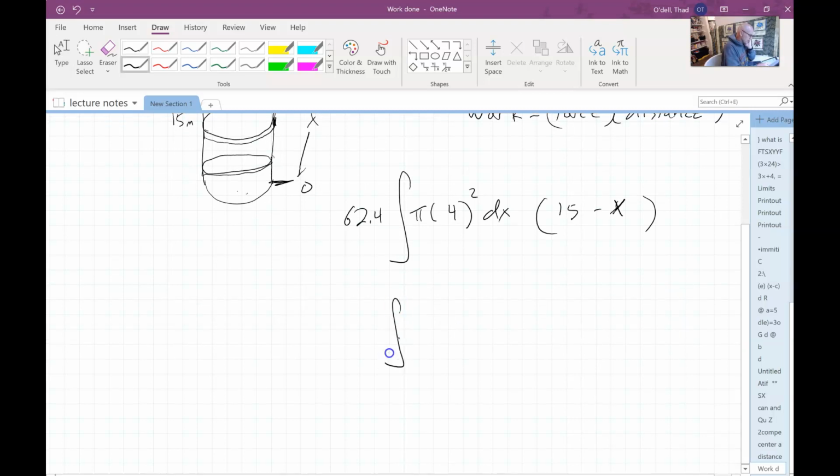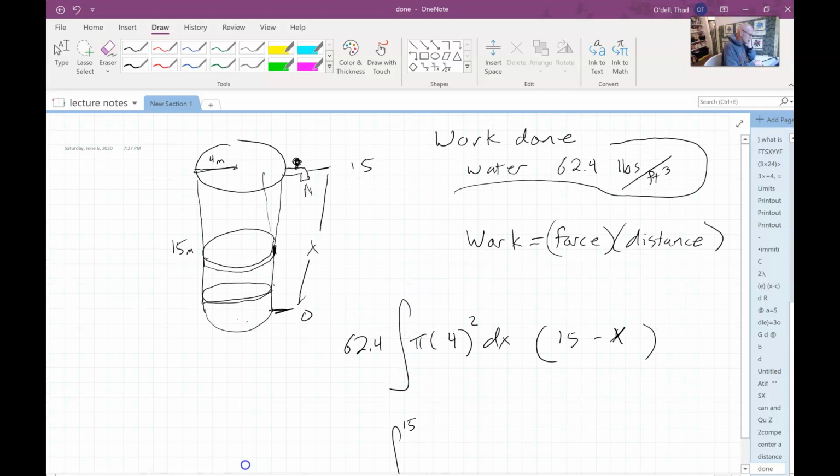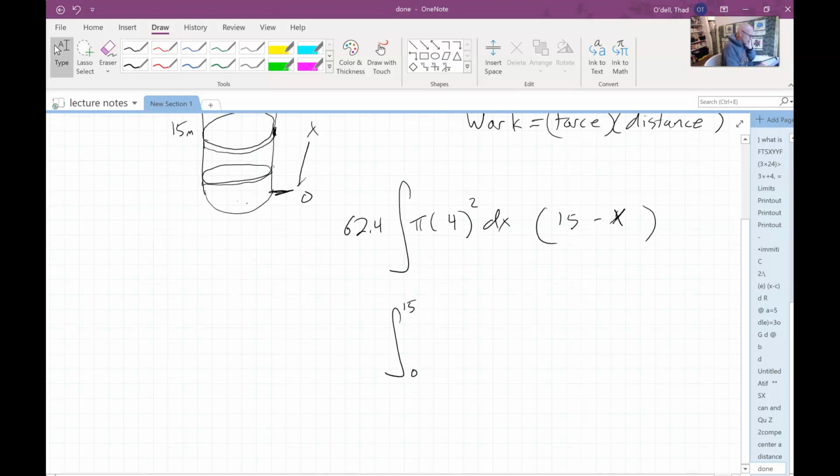So if we set this up correctly, of course this is going from 0 to 15, because that's the distance the water is pumped. We can multiply 4 squared to be 16. So 16 times 62.4 is going to be 998.4, and we'll move the pi out front too. And so then here we just have 15 minus x dx.